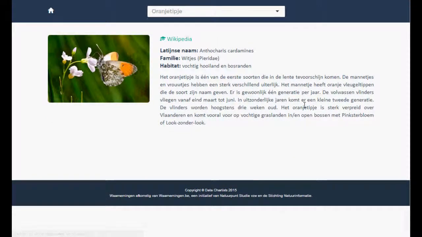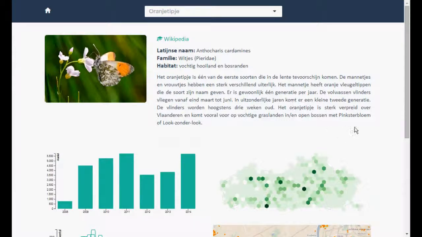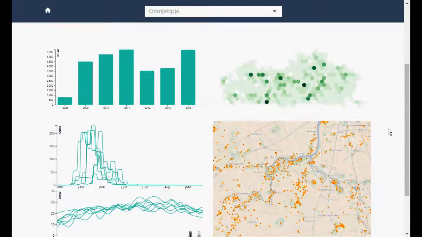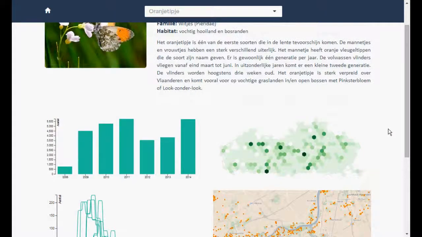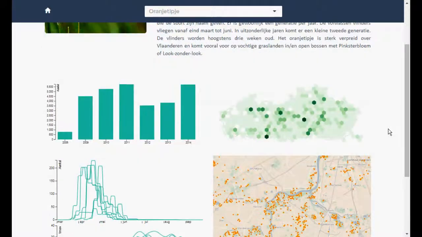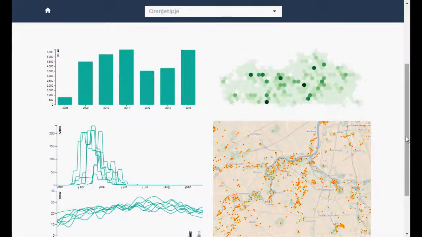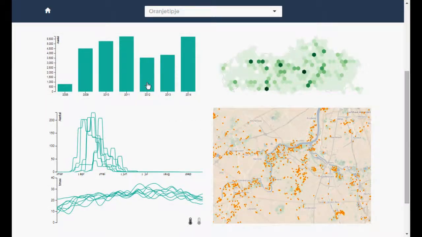Here we show a picture of this butterfly and provide some background information, such as a link to the Wikipedia page, its Latin name, primary habitat, and short introduction text. As you can read here, the orange tip is a true sign of spring, being one of the first species to emerge that has not overwintered as an adult. There is a single brood each year, with adults flying from the beginning of April through May and into June. In exceptionally early years, a small second brood may appear.